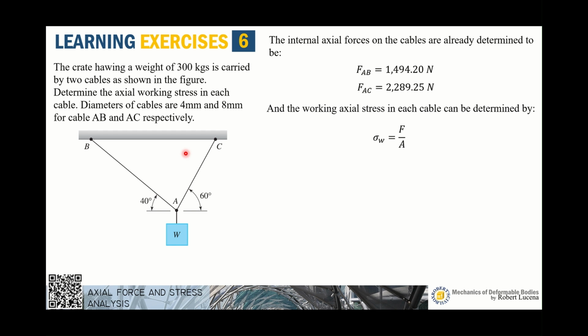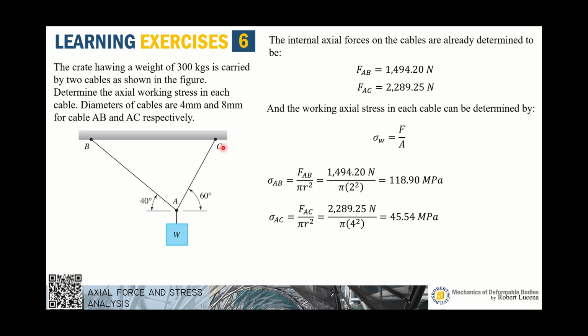Again, for cable AB, the working stress is F over A. So stress at cable AB is FAB over the area of a circle. The diameters are given, so I consider the radius, that is 2 for cable AB. So force is equal to, this time I'm using the unit Newton and the areas are expressed in millimeters. So we have stress AB equal to 118.90 megapascal.